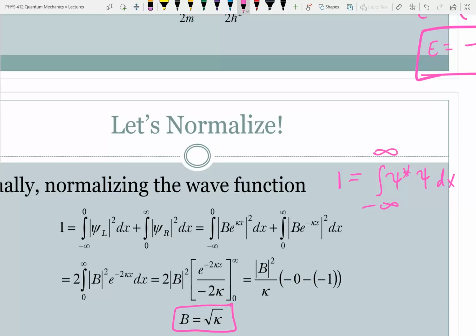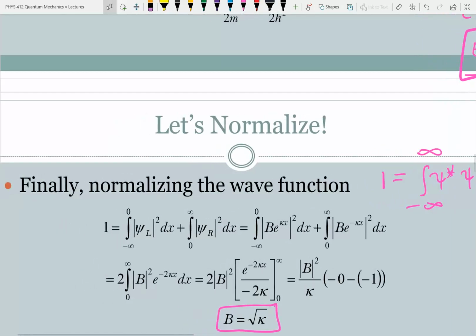So we finished the problem. We have a normalized wave function that has matched the boundary conditions and given us a quantized energy state. It's a bound state. It's going to be quantized. It's not scattering. Any questions about this problem?